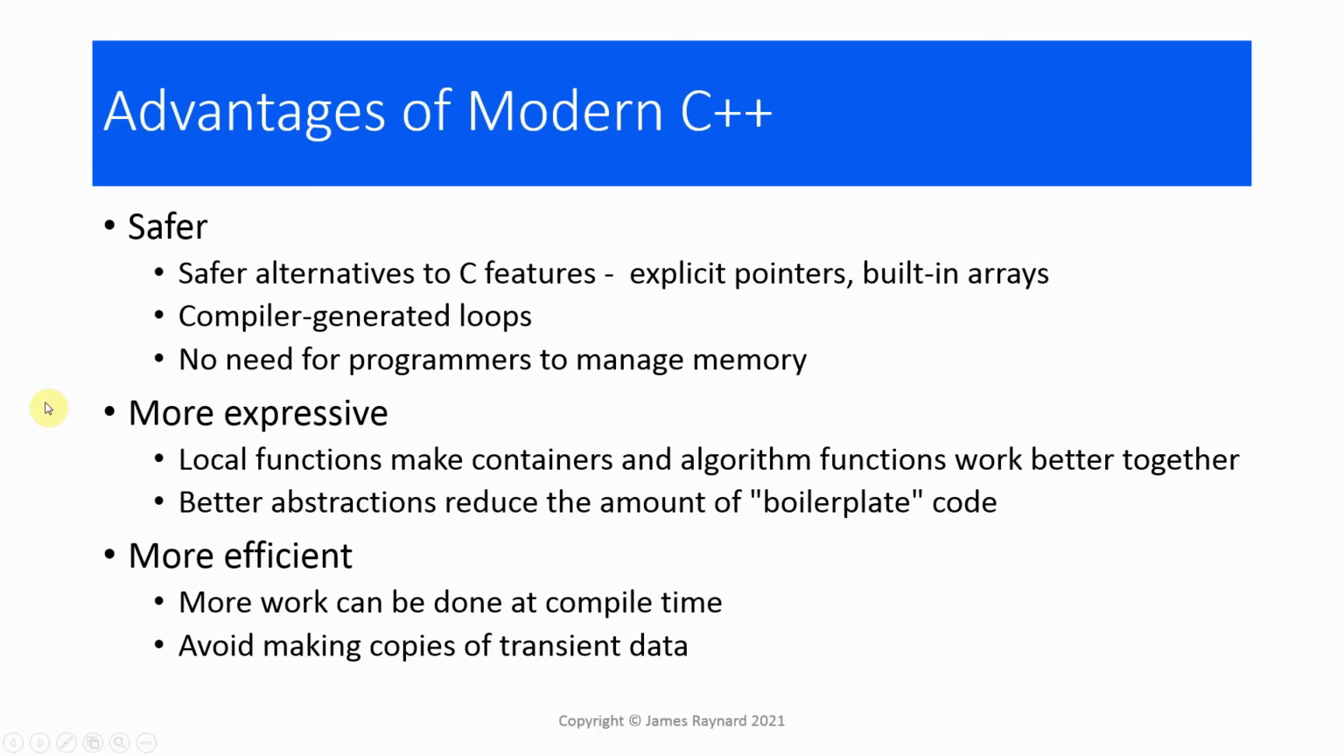Modern C++ is more expressive. You can write local functions which make containers and algorithm functions from the standard library work better together. And there are better abstractions which reduce the amount of so-called boilerplate code that you have to write. Boilerplate means code that serves no useful purpose. It's just there to satisfy the bureaucratic needs of the compiler.